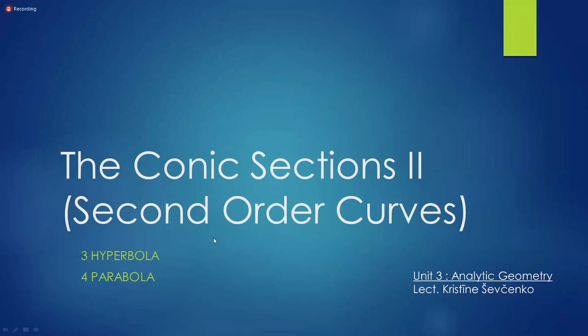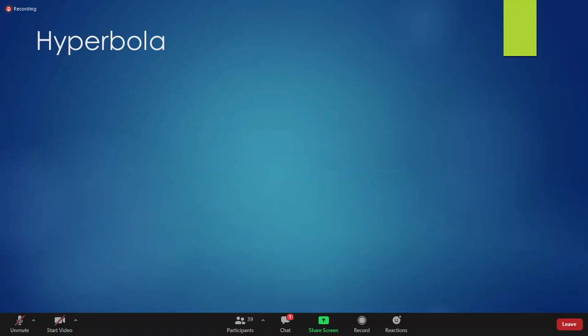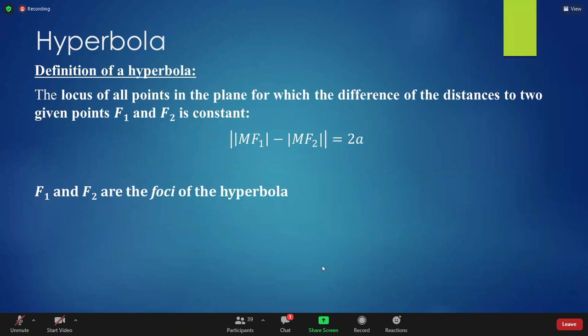So the hyperbola, as you remember, is the locus of all points in the plane for which the difference of the distances to the two foci is constant. That was the difference. For the ellipse, remember, the sum of the two distances had to be constant. For the hyperbola, it is the difference.